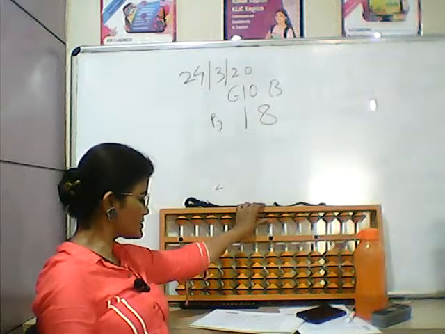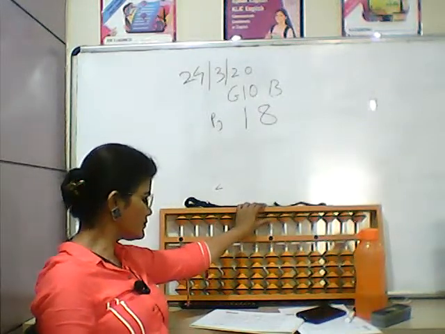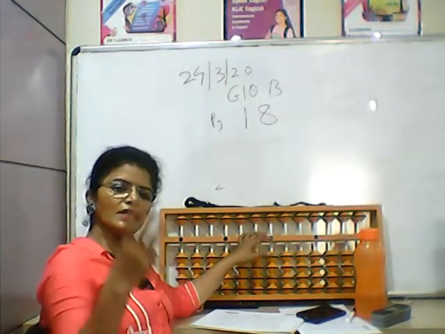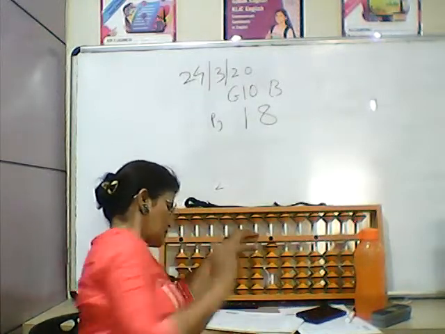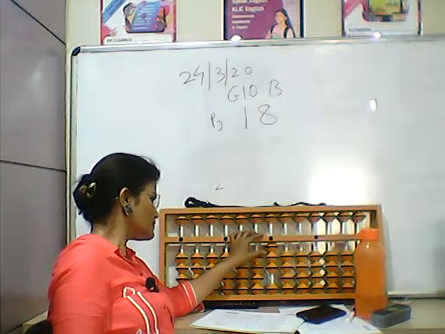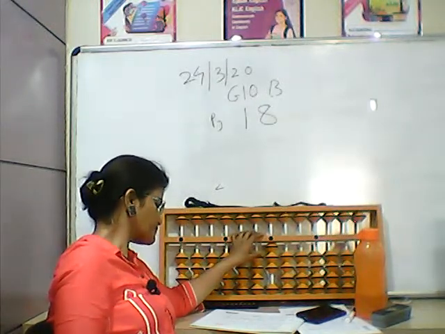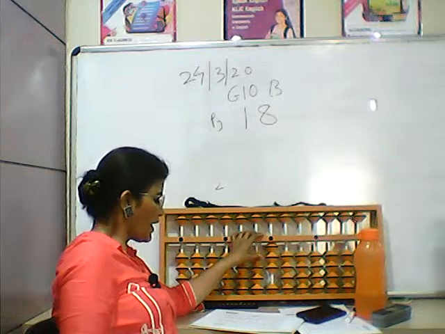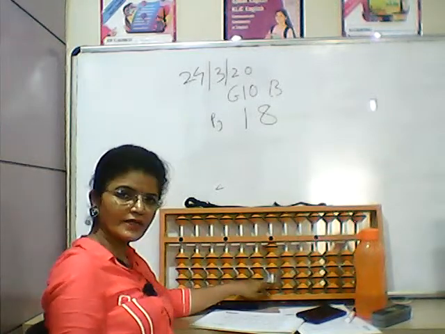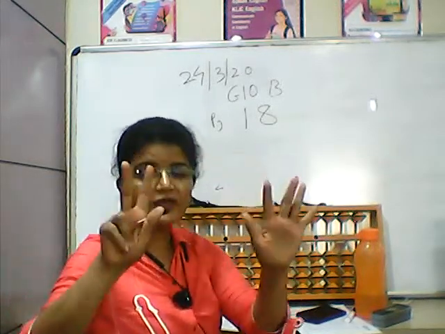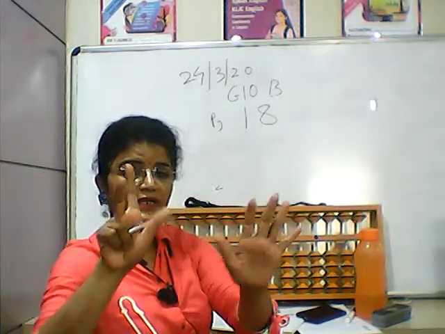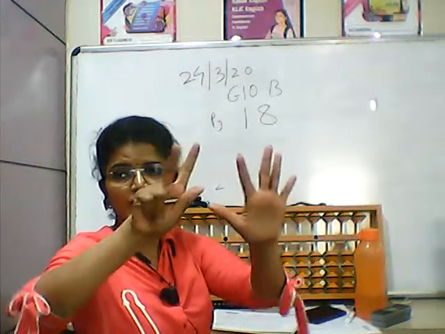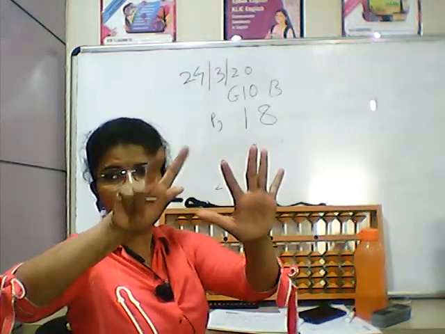Sum number 7. 3. Right thumb, 3 beads up. 8. Can you do 8 directly? No. Show 8. 8's friend is minus 2.